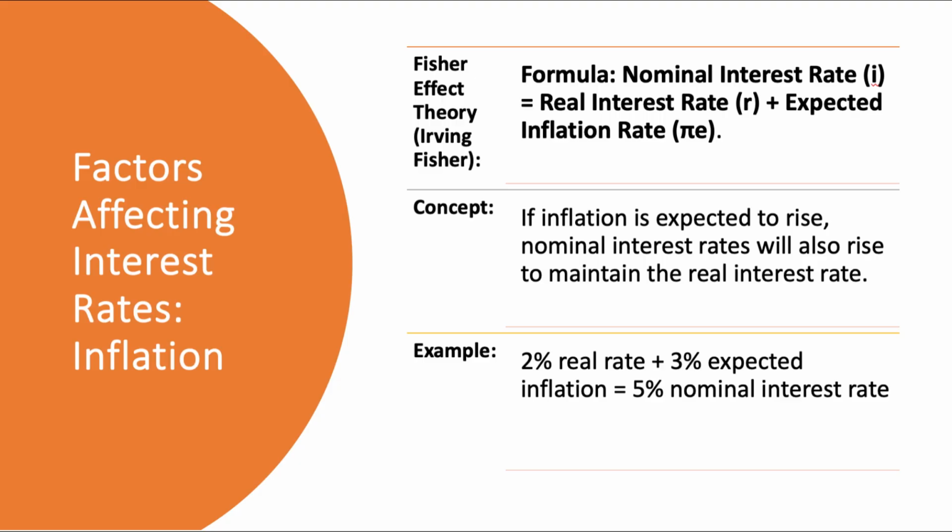The Fisher Effect Theory by Irving Fisher. This theory explains how nominal interest rates are determined by combining two components: the real interest rate, the true cost of borrowing or return on saving, and the expected inflation rate. In simple terms, lenders and investors want to be compensated not only for the time value of money but also for the loss of purchasing power due to inflation.